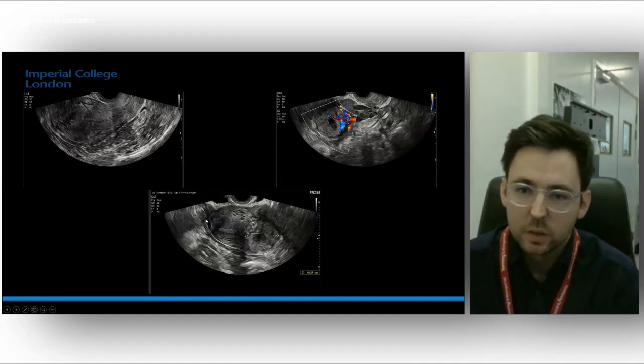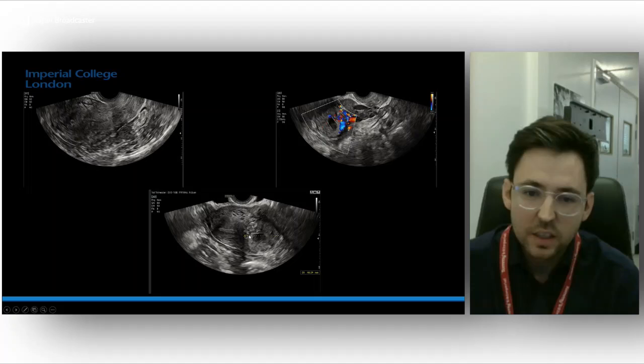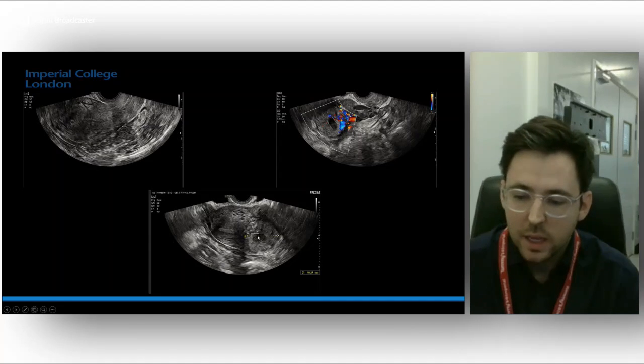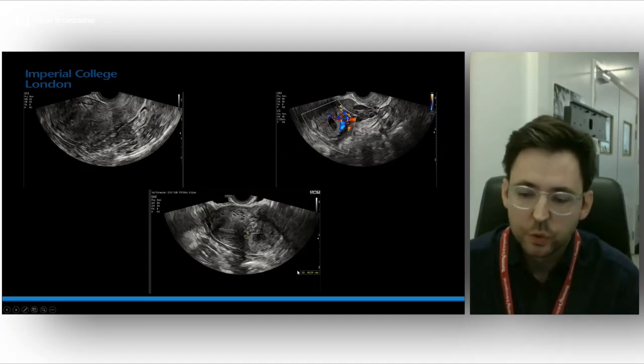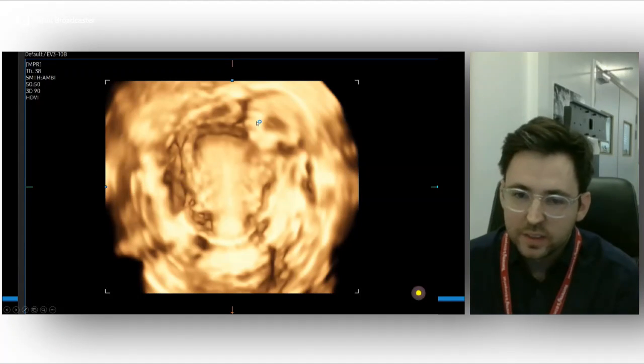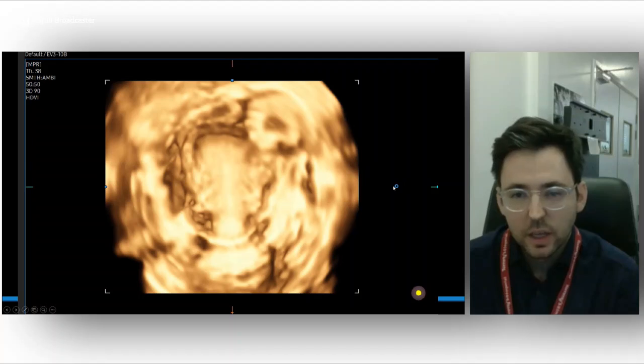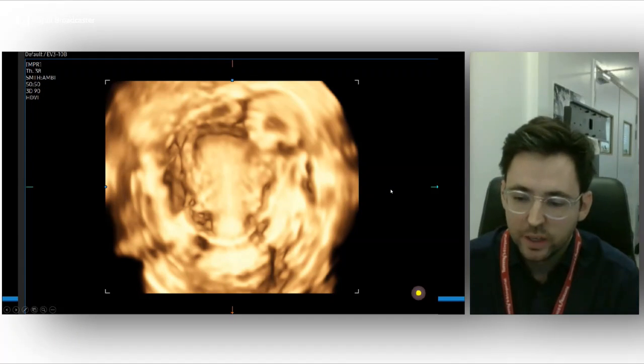saw a mass with a cystic area in the center in keeping with a suspected interstitial pregnancy. Measured around 40 millimeters and was also further characterized in 3D imaging. We can see here clearly that the pregnancy mass is outside of the uterine cavity.